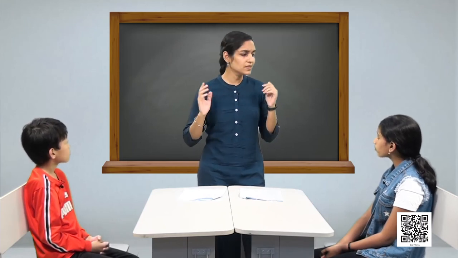Exactly. What will happen if we kill all the birds on the earth? Ma'am, there will be no pollination for plants. Yes, Gayatri. Ma'am, if there are no birds, there will be many worms. Very good, Kilion. If we kill all the birds on the earth, it will cause harm to our environment. There will be a lot of disturbance in our environment. We have to protect the birds. Yes or no? Yes, ma'am.